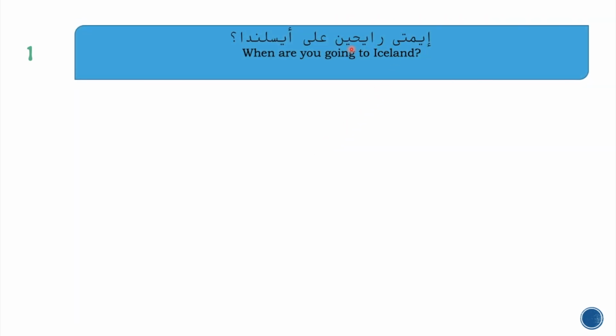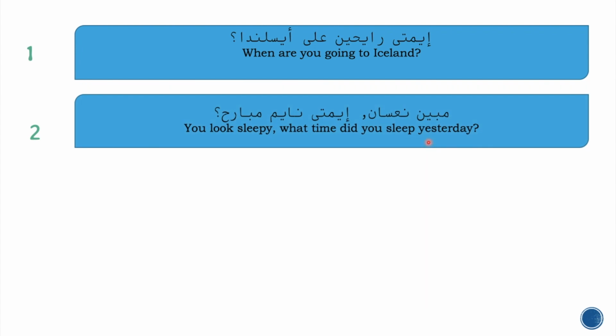إمتى رايحين على أيسلندا? إمتى, when. رايحين, you group of people are going. على, to. Iceland is Iceland. مبين, it looks like. نعسان, you are sleepy. إمتى نايم امبارح, when did you sleep yesterday?